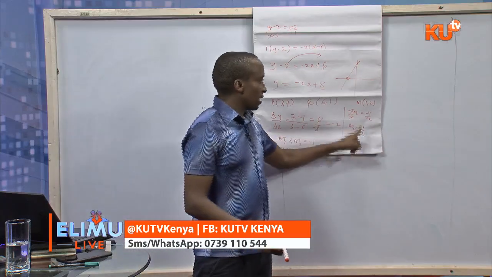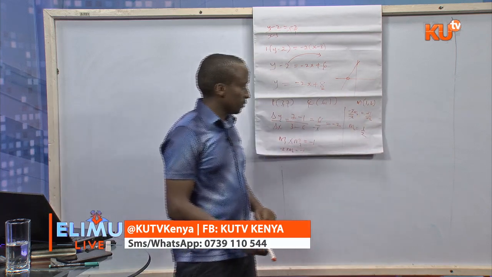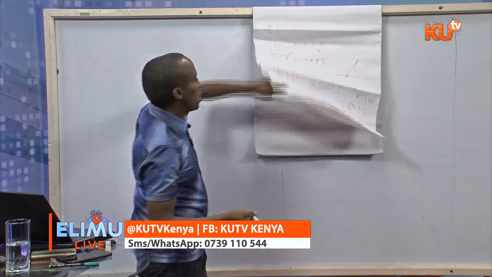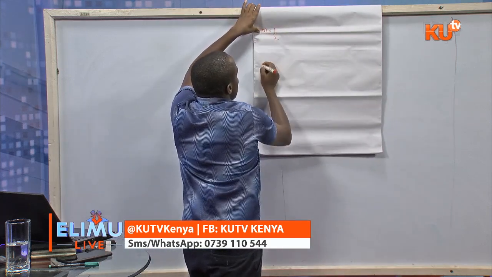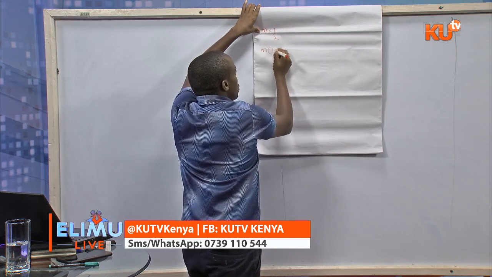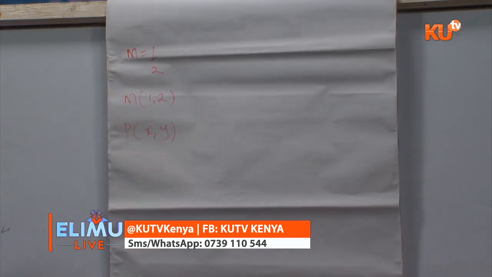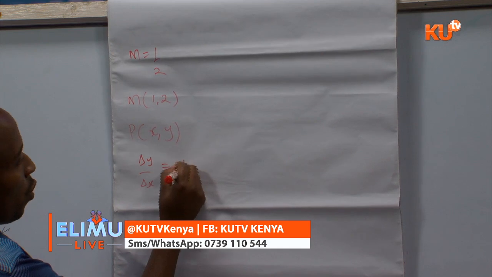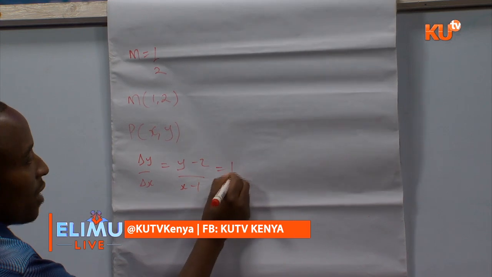Having known the gradient of line M and one of the points of line M, we are able to find the equation of this line. Allow me to transfer to the other point. The gradient of line M is 1/2, and one of the known points of line M is (1, 2). So I can take another point which is unknown to be (x, y). The same concept applies: change of y over change of x, which is (y - 2)/(x - 1), is equal to 1/2.